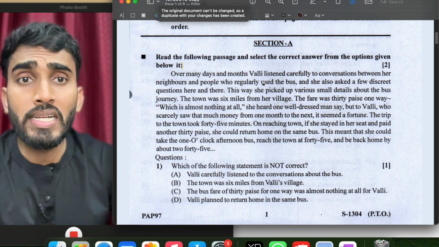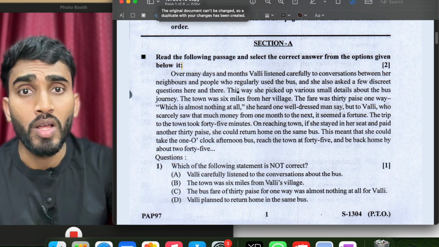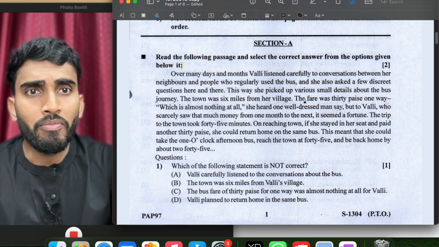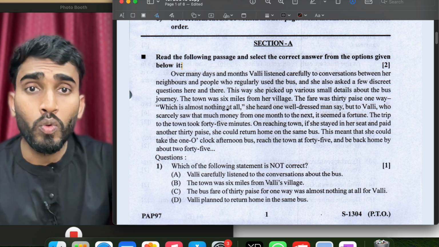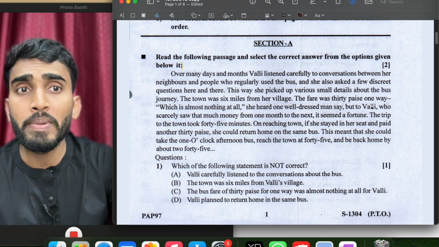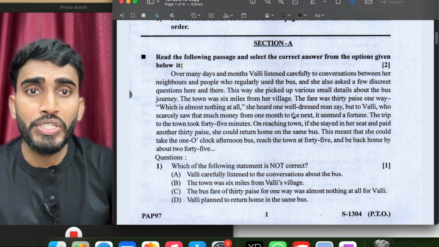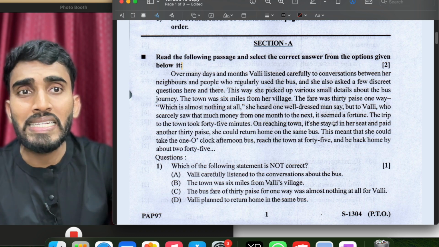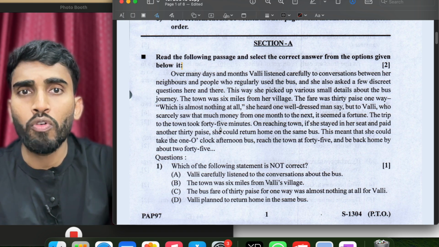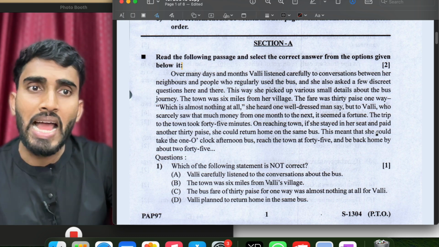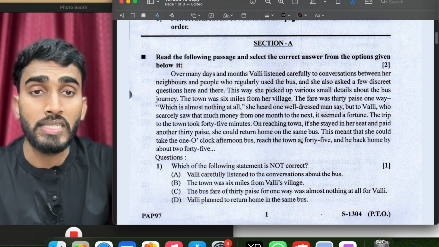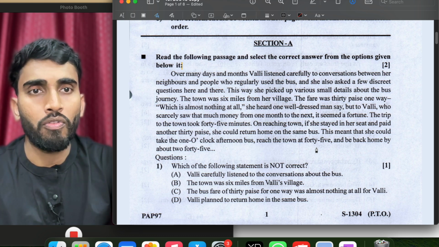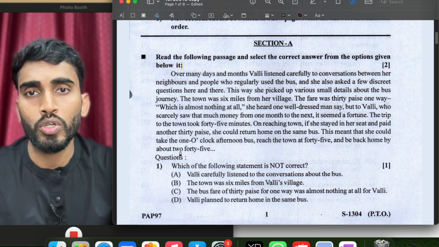Over many days and months, Valli listened carefully to conversations between her neighbors and people who regularly used the bus, and she also asked a few discreet questions here and there. This way, she picked up various small details about the bus journey. The town was 6 miles away from her village. The fare was 30 paise one way, which is almost nothing at all, she heard one well-dressed man say. But to Valli, who scarcely saw that much money from one month to the next, it seemed a fortune. The trip to the town took 45 minutes. On reaching town, if she stayed in her seat and paid another 30 paise, she could return home on the same bus. This meant that she could take the 1 o'clock afternoon bus, reach the town at 1:45, and be back home by about 2:45.